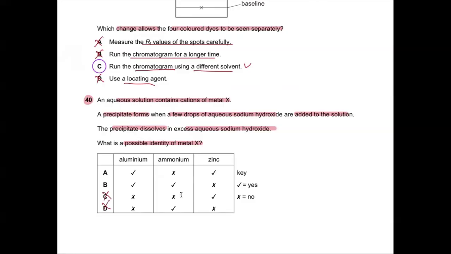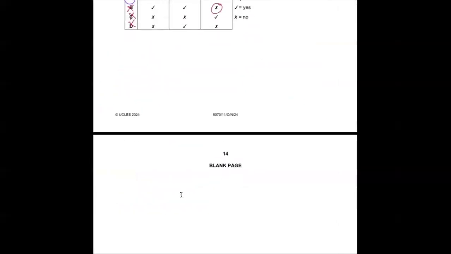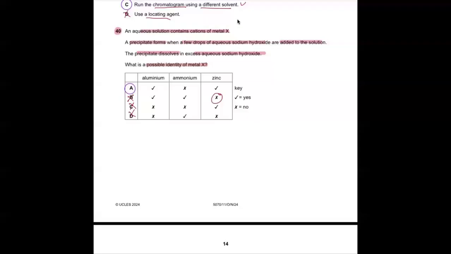The same happens with aluminum, and the same happens with zinc, so B goes wrong. And with ammonium, we don't get a precipitate. So A is the correct answer. With aluminum and zinc, both show a white precipitate on adding aqueous sodium hydroxide, and on adding excess aqueous sodium hydroxide, the white precipitate disappears. So over here, we end with the paper.